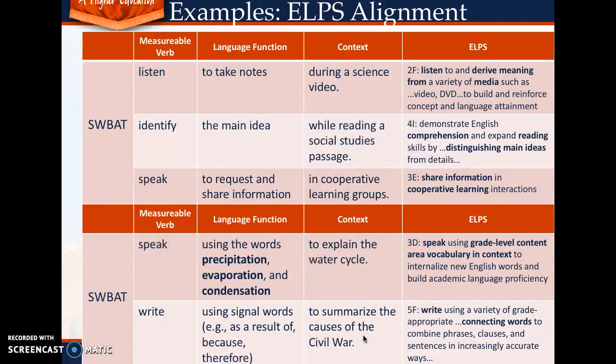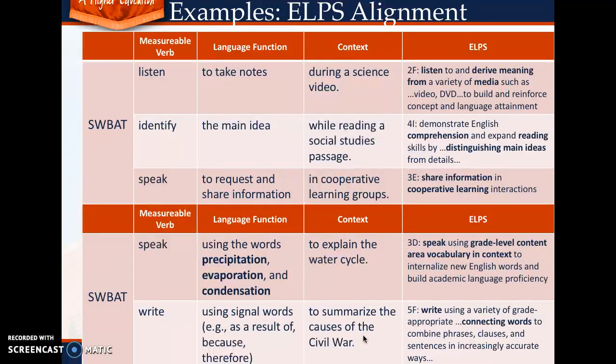And so I go and look in listening ELPs, and I find, oh, 2F, listen to and derive meaning from a variety of media. Okay, so what are they going to do to derive meaning? They're going to take notes. So listen to take notes during a science video aligns specifically with that. So we say, okay, from ELPs, they're going to listen to and derive meaning from media. Now what function are we going to use? They're going to take notes, and what context? During a science video. Listen to take notes during a science video.